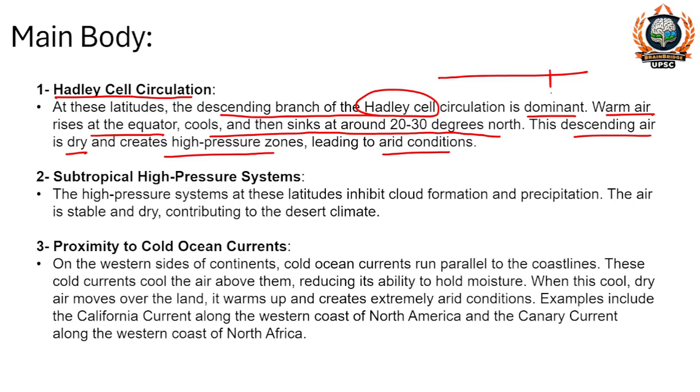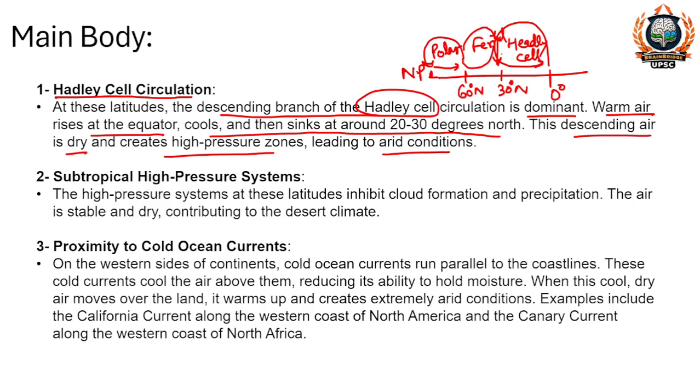So you may draw the diagram also. This is 0 degree, this is 30 degree north, 60 degree north, and this is the North Pole. This is Hadley cell. This is Ferrel cell, and this is polar cell. तो हेडली सेल का जो ये वाला पार्ट है यहाँ क्या हो रहा है, सिंकिंग वार्म एयर सिंक एट 20 और 30 डिग्री नॉर्थ लैटिट्यूड, तो यहाँ एक हाई प्रेशर जोन क्रिएट हो रहा है. It creates a high pressure zone, it means there could not be any precipitation क्योंकि क्लाउड फॉर्मेशन नहीं हो रहा है.